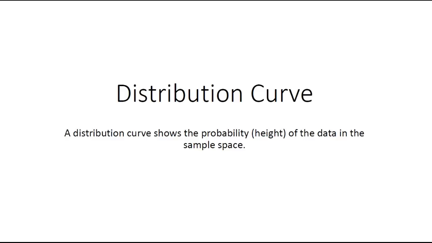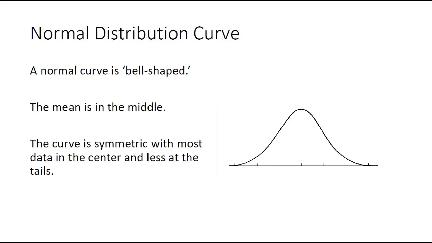First of all, a distribution curve, much like a histogram, shows the probability of data in a sample space. Over here we have an example of a normal distribution curve. A couple of characteristics: the average, or the mean, would be the center. It's bell-shaped, which makes it symmetric. This also means you have more data in the middle than you do on the ends.